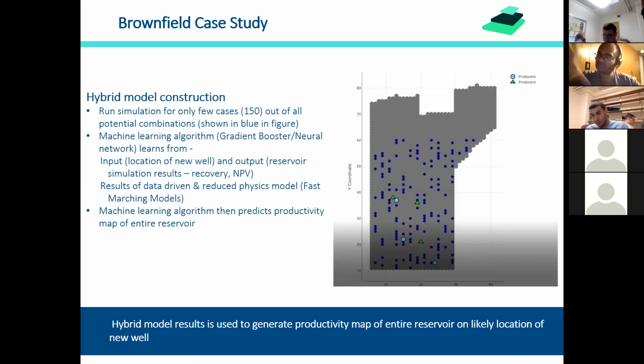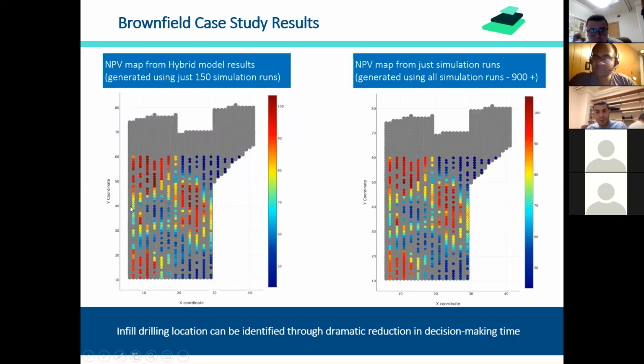You feed both of these to a gradient booster algorithm. Similarly, for that location, you also run the fast march, so you estimate the drainage volume around that specific location, and you feed that too. Through that you generate what I call the hybrid model. Once you have a hybrid model, you can extrapolate it to your entire reservoir. On the left, you see a productivity map generated from your hybrid model using just 150 simulations. On the right, you see the same NPV map generated by running reservoir simulation at each of these individual points.